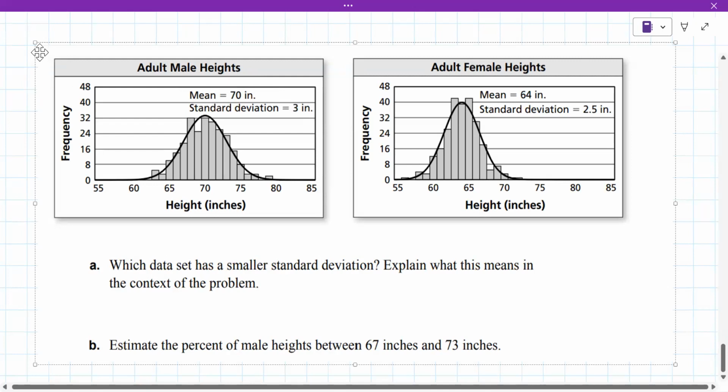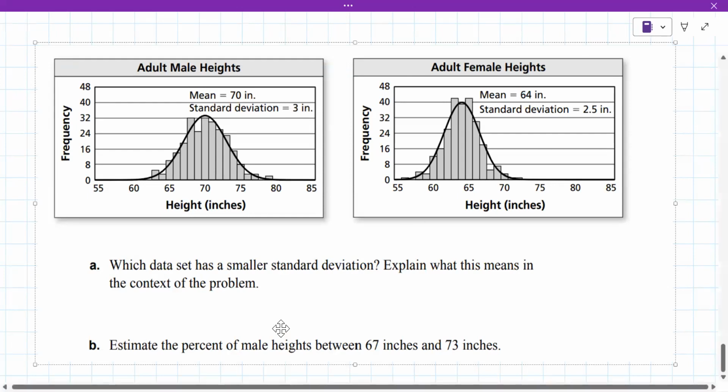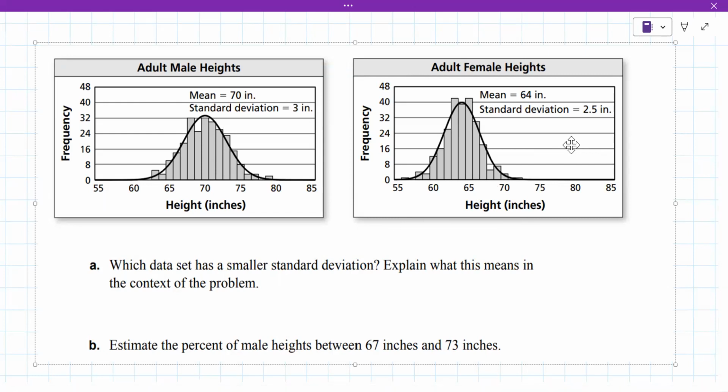How would you answer that? Smallest standard deviation, adult female. Yes. And that just means that female heights are closer to the mean. They're squeezed closer together than male heights are. There's not as many outliers, maybe.